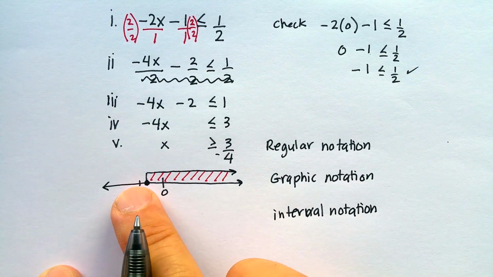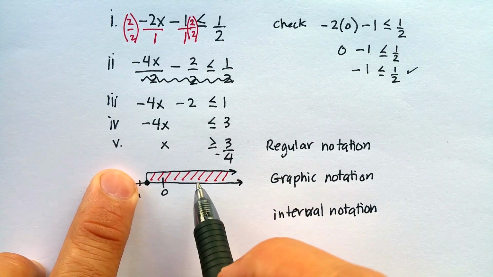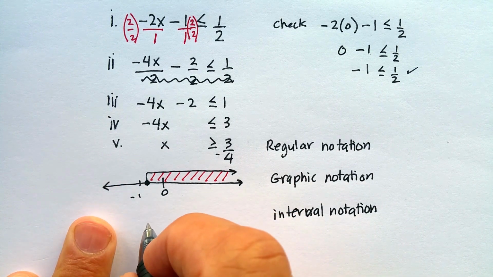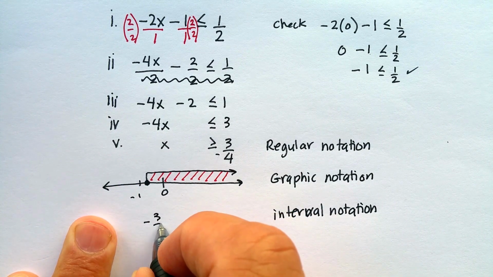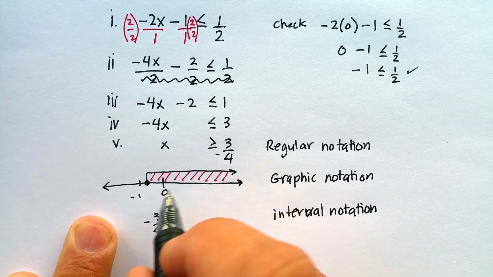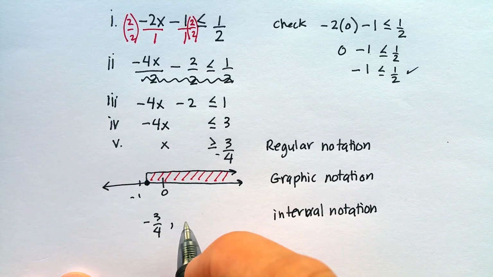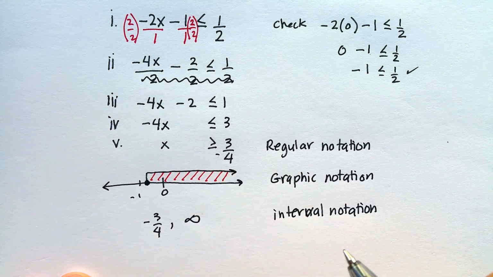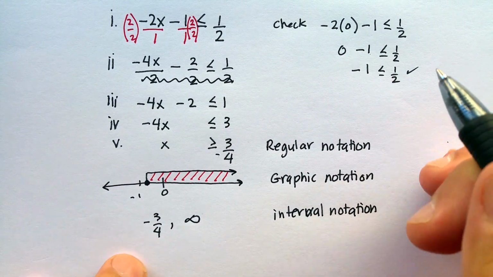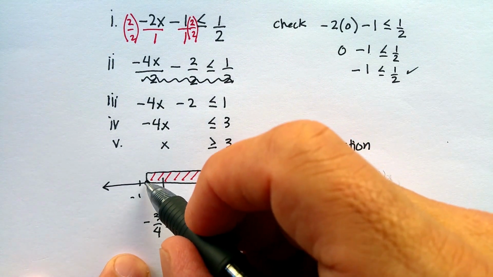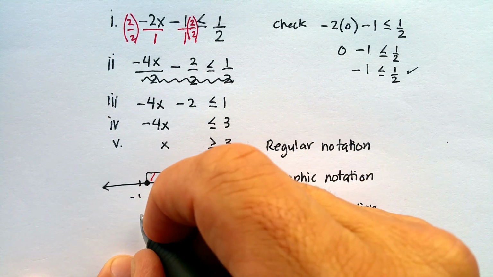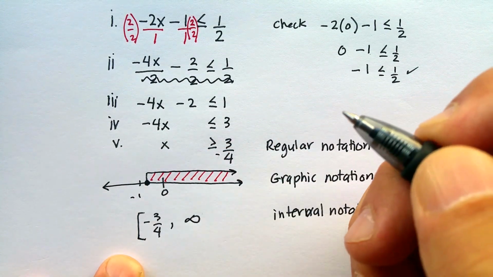The way you do that is you start from the left side of the graph itself, and I see that it's -3/4, so I'm going to put down -3/4. Then I'm going to go to the far right-hand side of the graph, and I see that it's an infinity, so I'm going to put a comma, positive infinity. Now I go back and put in the parentheses or the brackets. Since I'm including -3/4, I'm going to put in a bracket.